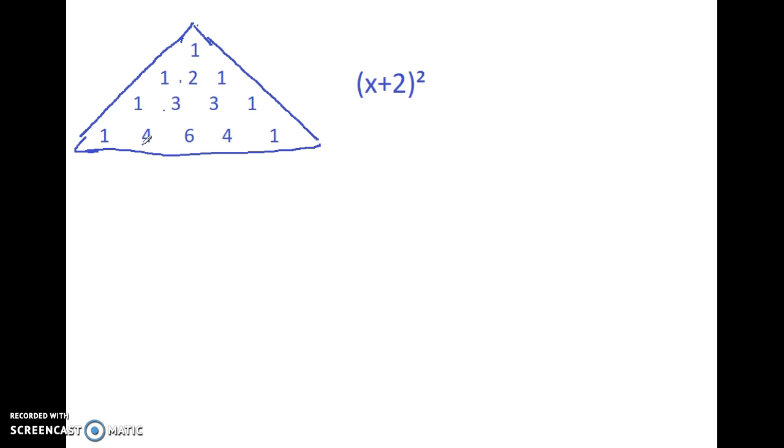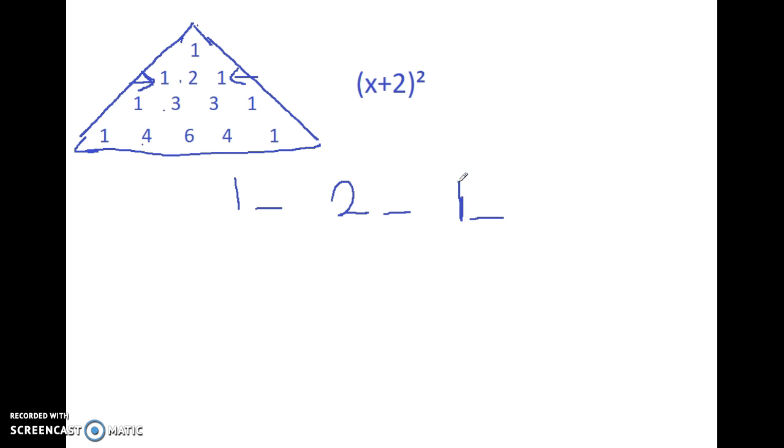So, the first thing that you're going to do is find the coefficients which come from the triangle. So, we're on this row right here. Our coefficients are 1, 2, and 1. So, that is our first step. We just lay out our coefficients.